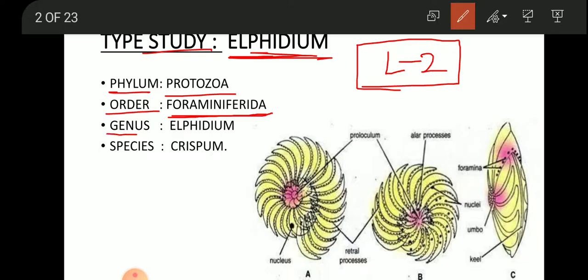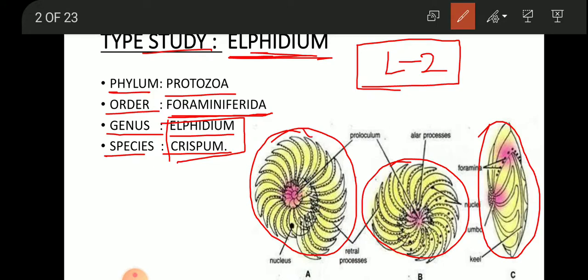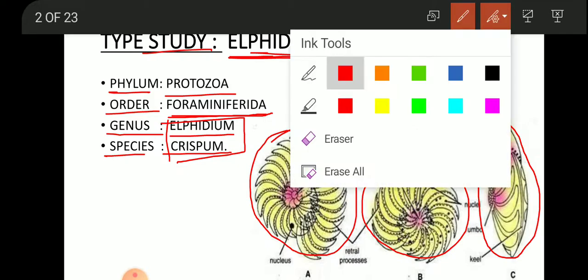Its genus is Elphidium, its species is crispum, so it's known as Elphidium crispum. You can see the diagram in here. This is a diagram for Elphidium. These two will be considered. So you may note the diagram.